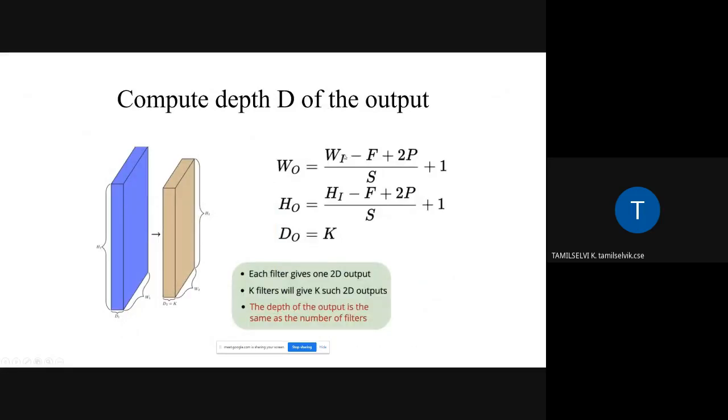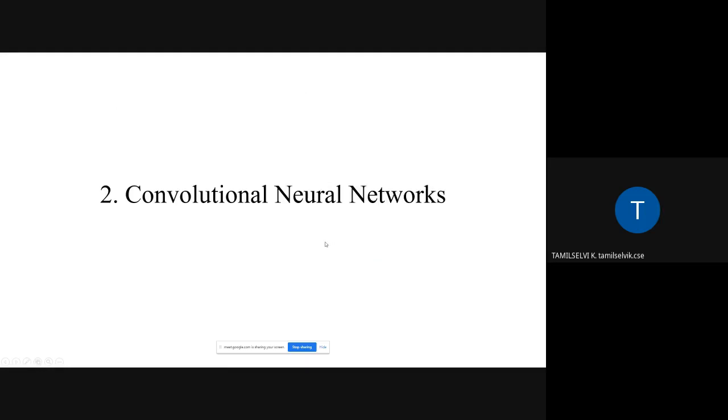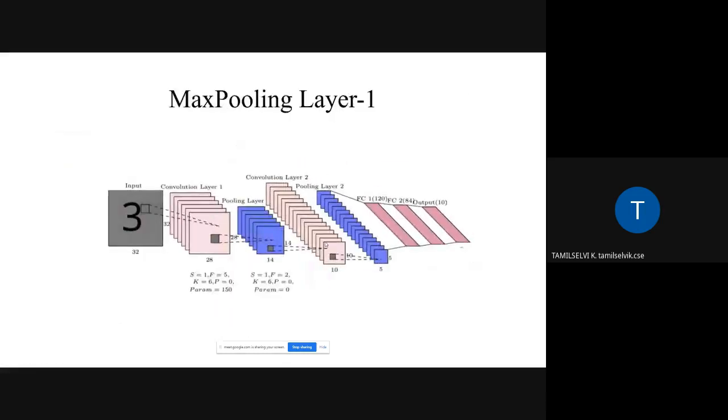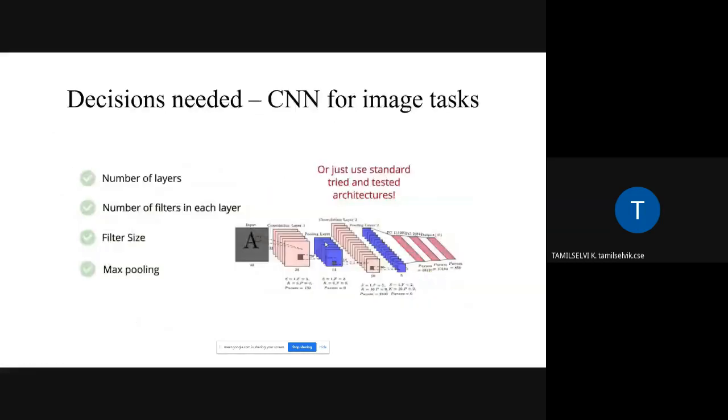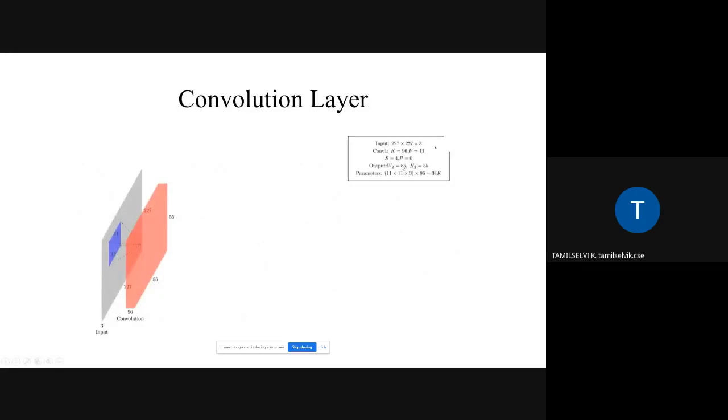See here, the width minus the filter plus 2P by S plus 1. Same thing for height. Depth is as usual the number of filters. So if you apply these things, this is 227. So 227 minus F, which is 11, plus 2P, where P is 0, divided by 4, plus 1, that is 55. Same thing for H2, 55. So the output of this layer is 55, 55, and the depth is 96.